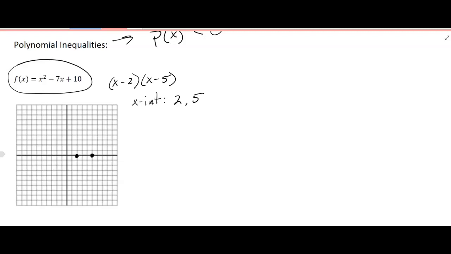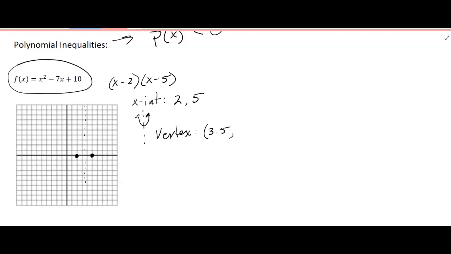Now, because of what we know about parabolas, we know this is a right side up parabola, and we know the axis of symmetry has to go through the vertex. We know the axis of symmetry has to be halfway between those two zeros. So we know it's going something like that, and we know it's right side up. Now, we know what the x value is for the vertex. It's 3.5. That's what's halfway between 2 and 5.